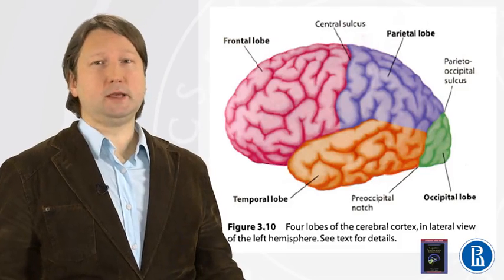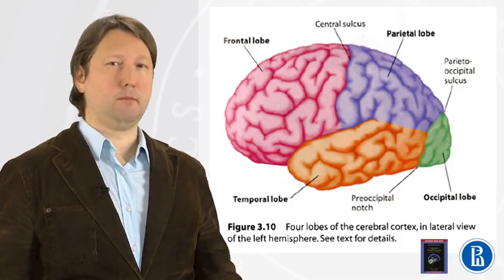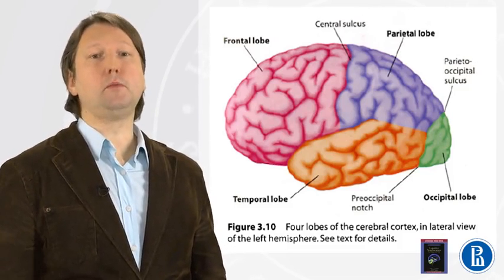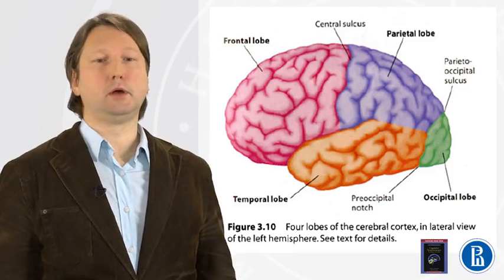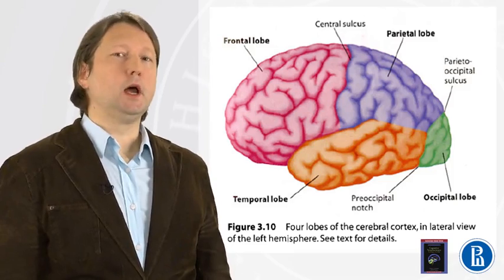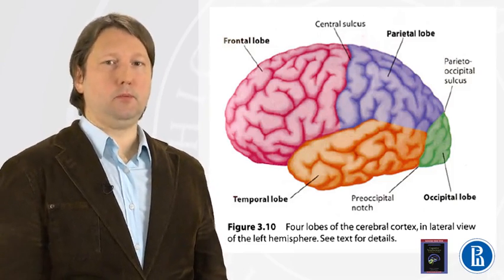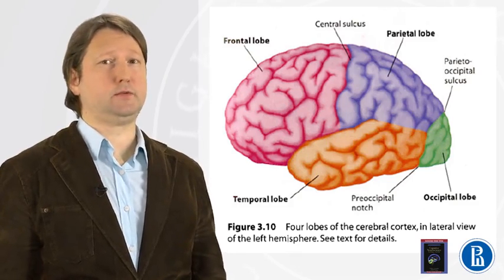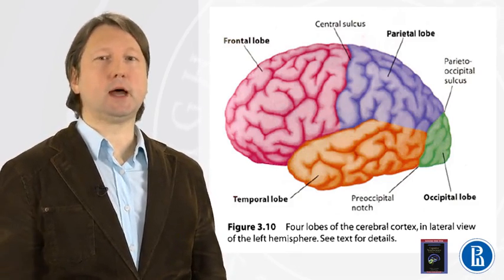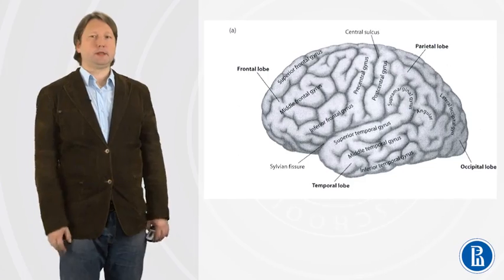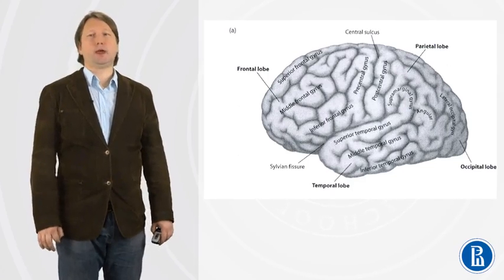We can divide the brain into 4 major regions: the frontal lobe, parietal lobe, occipital lobe, and temporal lobe. During this course, we will focus on the frontal lobe. A lot of really important brain areas are localized in the frontal lobe, and these brain areas are involved in decision making.